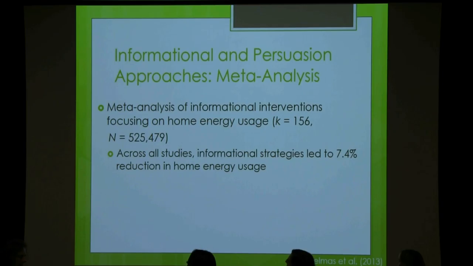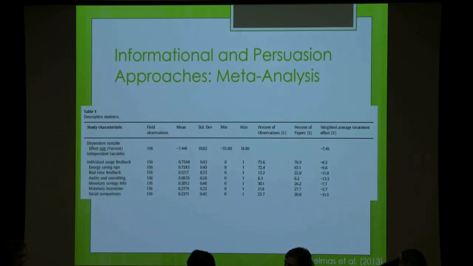This K equals 156. That means they actually did a meta-analysis of 156 studies. So pretty impressive. The N here means that across those studies, there were over 500,000 participants or households. Right, so that's a pretty nice number that can give us some kind of confidence in what we're finding. And what they looked at is informational interventions to decrease home energy use. And they found that on average, these interventions led to a 7.4% reduction in home energy use.